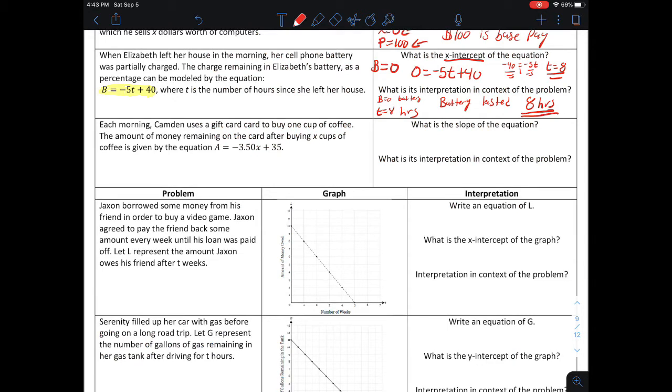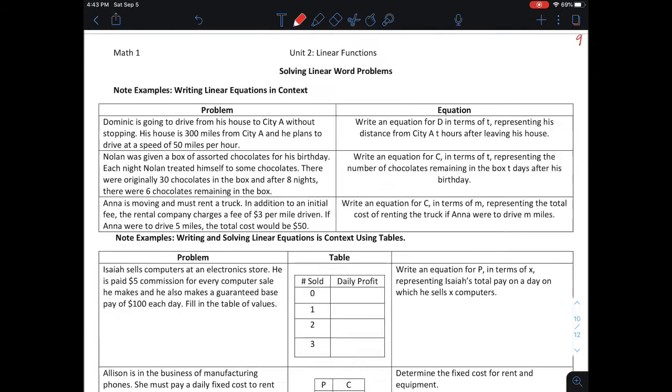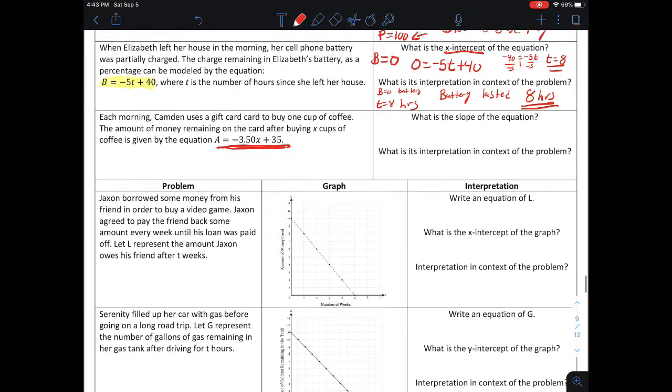All right, let's look at interpreting another problem here. So another word problem where we're given the equation. Each morning, Camden uses a gift card to buy a cup of coffee. The amount of money left on the gift card is given by the equation negative 3.5x plus 35. What is the slope of the equation? Well, that's in y equals mx plus b form, where m is the slope, so negative 3.50 is the slope.